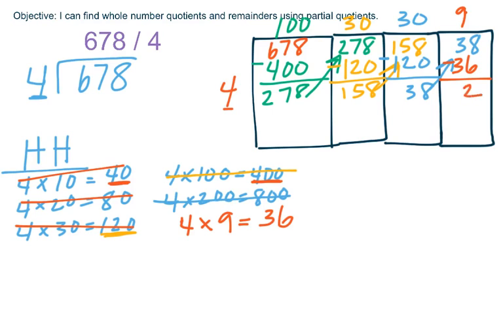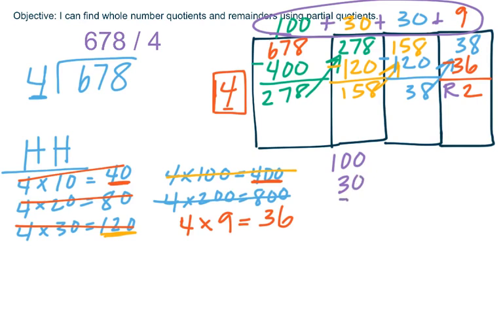Now I know I can't go any farther because my remainder is smaller than my divisor, which is what I'm looking for. So in this case, I have a remainder of 2, and I'm looking for my quotient. So I'm looking at these numbers up top, and I'm going to add them. So I've got 100 plus 30 plus 30 plus 9. So 9, 6, and 1, with a remainder of 2.